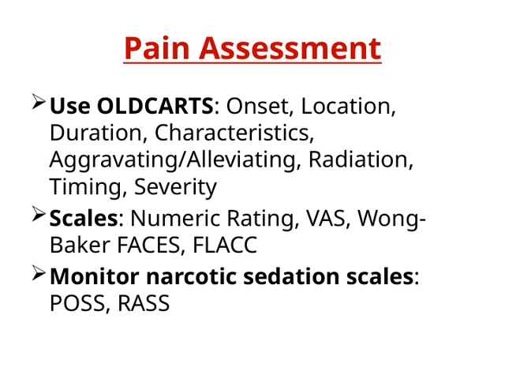These include the numeric rating scale, where patients rate their pain from 0 to 10, the visual analog scale, or VAS, which is a straight line that patients mark to indicate pain intensity, the Wong-Baker Faces scale, particularly useful for children or those with communication challenges, and the FLACC scale, which assesses pain based on face, legs, activity, cry, and consolability, especially in nonverbal patients.